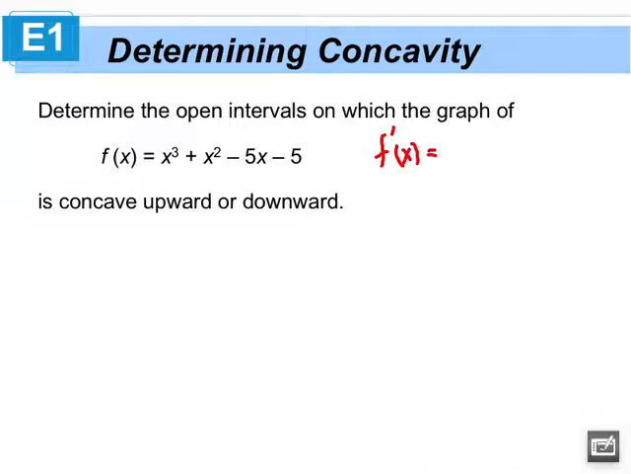Alex, your turn. F prime. 3x squared plus 2x minus 5. Well done. Since it's not asking us anything about where the function is increasing or decreasing, we're going to skip the critical numbers of all this gunk and go right to f double prime. Alex, back to you. You started this mess. 6x plus 2. Well done.